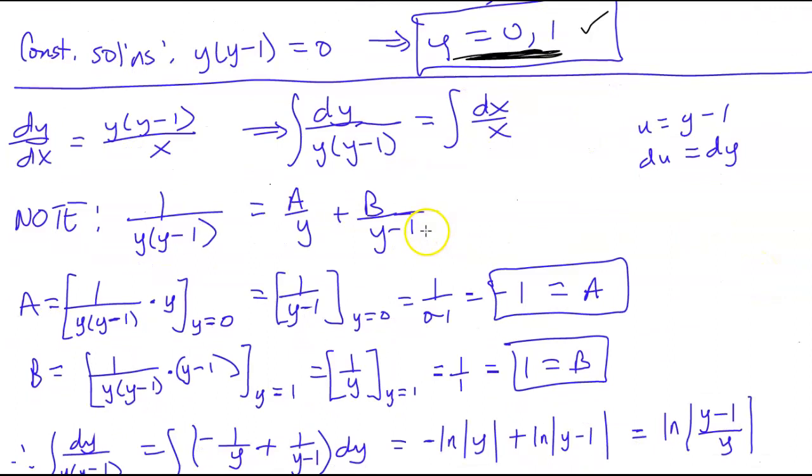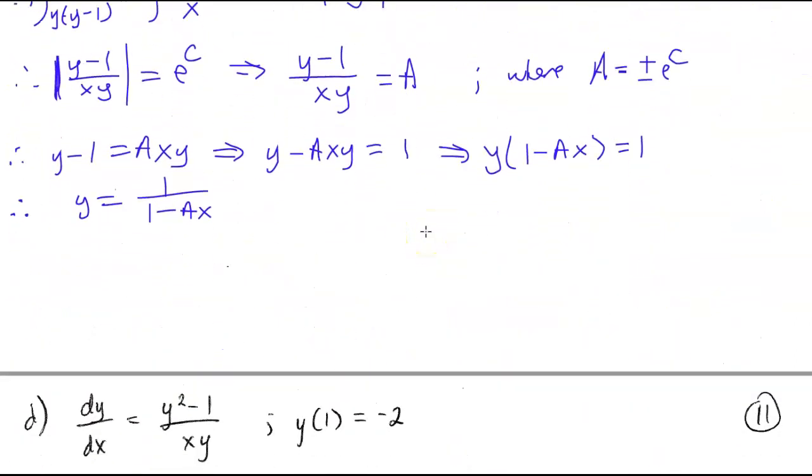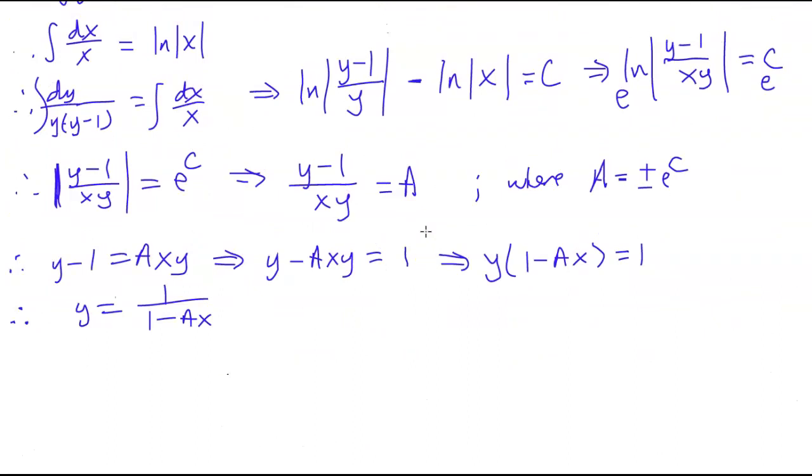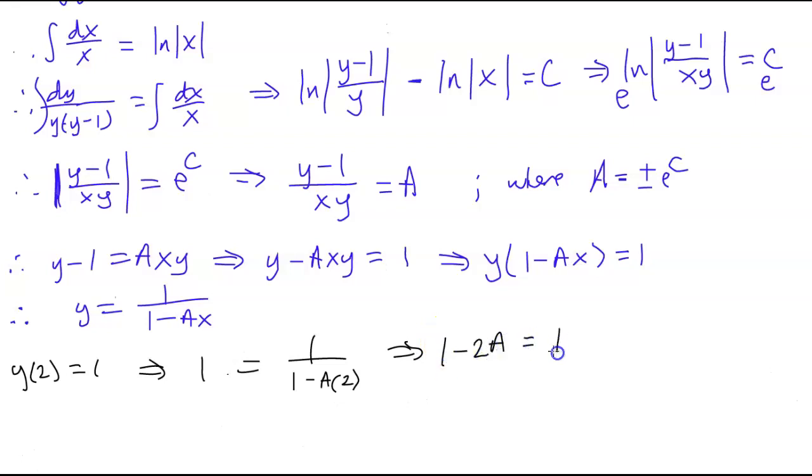So let's go back to this particular problem and finish it out. Now that we have this situation, my initial condition is that y of 2 is equal to 1. So if I let that equal 1, and this is a, and I let this be 2, then I'm just going to solve for a. This ends up being 1 minus 2a equals 1.